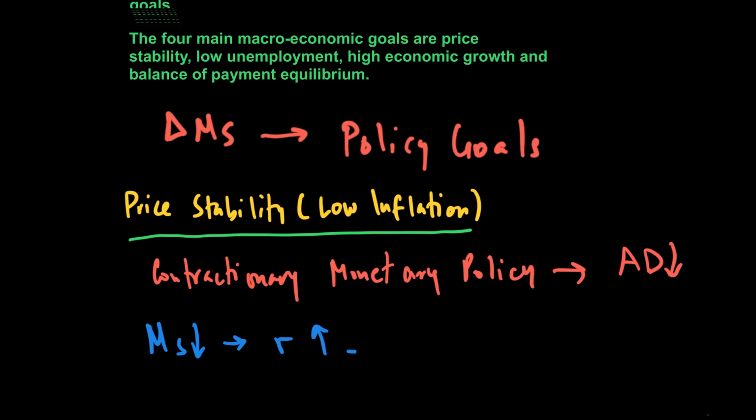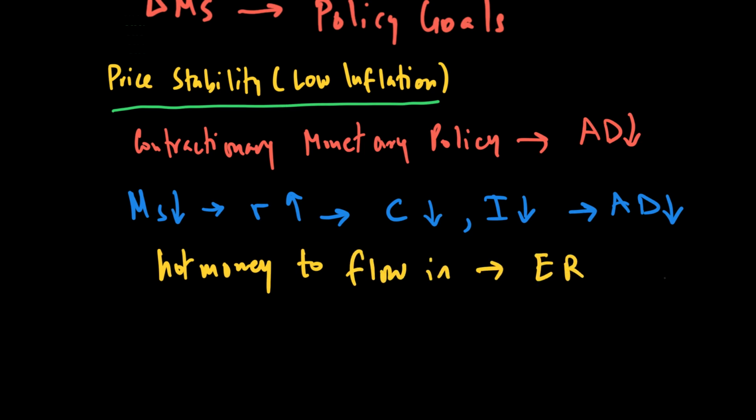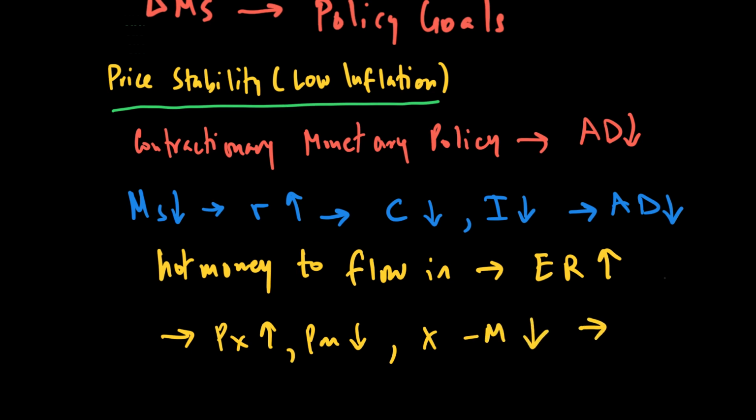And this increase in interest rate results in two things. Number one, consumption and investment will fall because our cost of borrowing is going up and incentive to save is going up, which causes AD to go down. And number two, because interest rates are going up, there's also a possibility of hot money, or short-term financial flows, to flow in, which causes exchange rate to go up, and therefore exports become expensive, imports become cheaper, and X minus M falls, which causes again AD to fall.